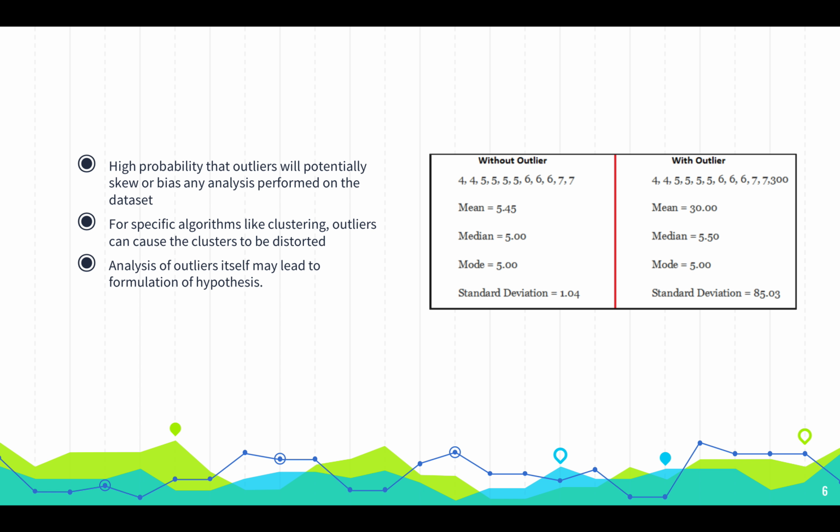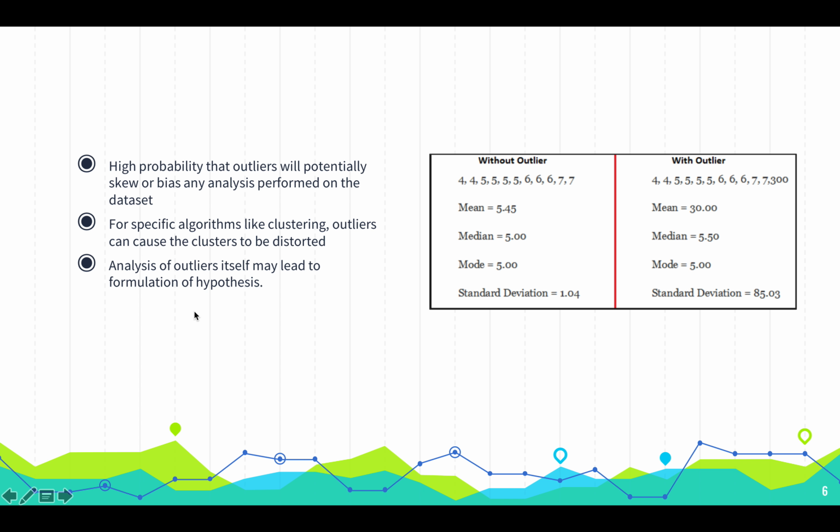Like in here, if you see, without the outlier, the mean, median, and mode are completely different compared to the with-outlier readings. Here there's just an addition of 300 to it, and you will see the mean, median, mode, and standard deviation are completely different from this observation. So this is how outliers change the analysis of your data completely.